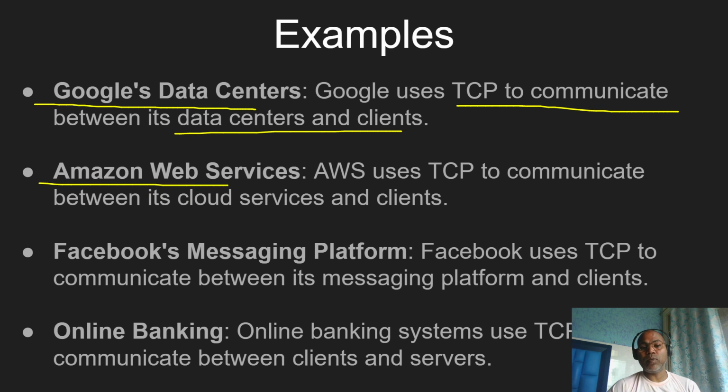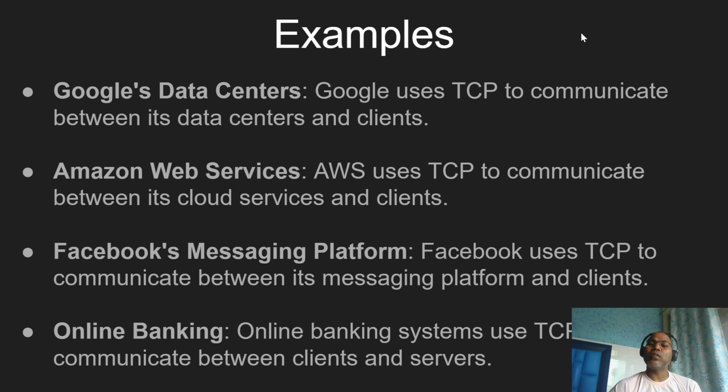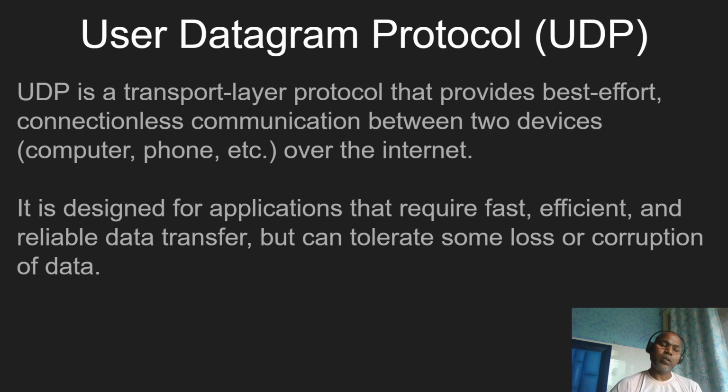Similarly, Amazon Web Services also uses TCP communication between the cloud services and its clients. Facebook's messaging platform also uses TCP to communicate with the client. All online banking also uses TCP communication. All financial domain communication happens over TCP. So these are the basics about TCP.